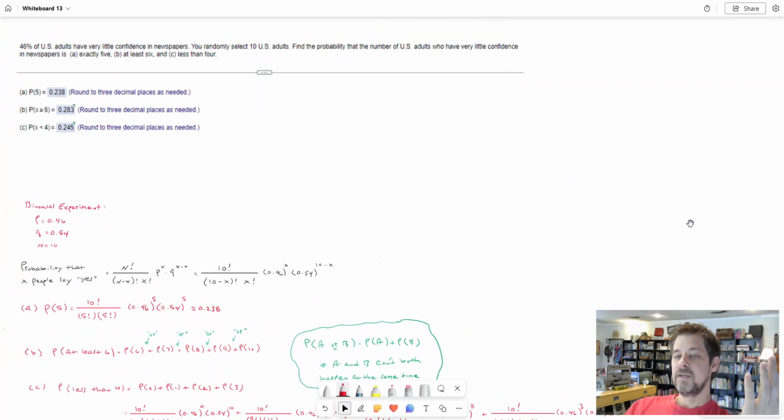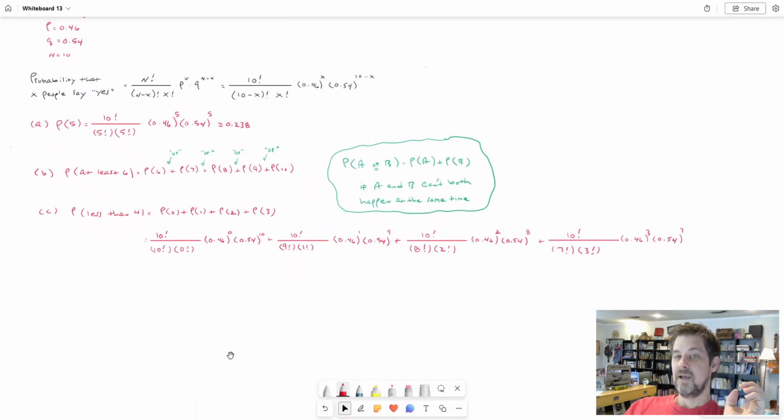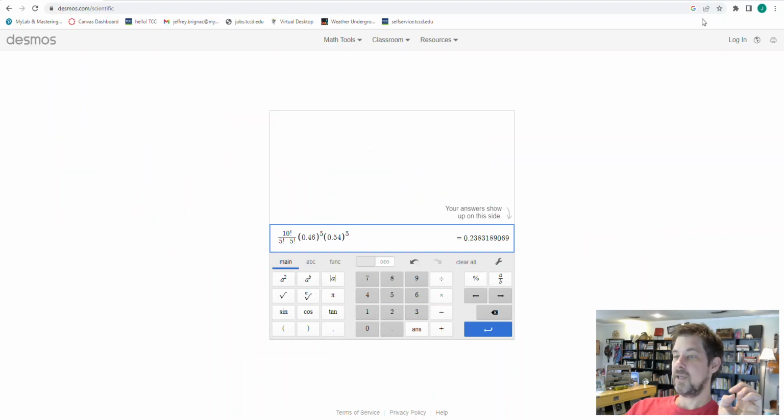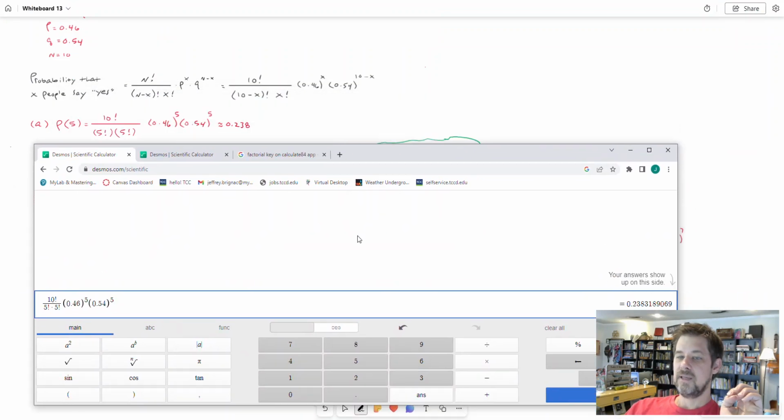So let's say that somehow we figure that out. Then I need to type this in. Here's how that should look, though. Here is a common calculator interface. You see this right here?